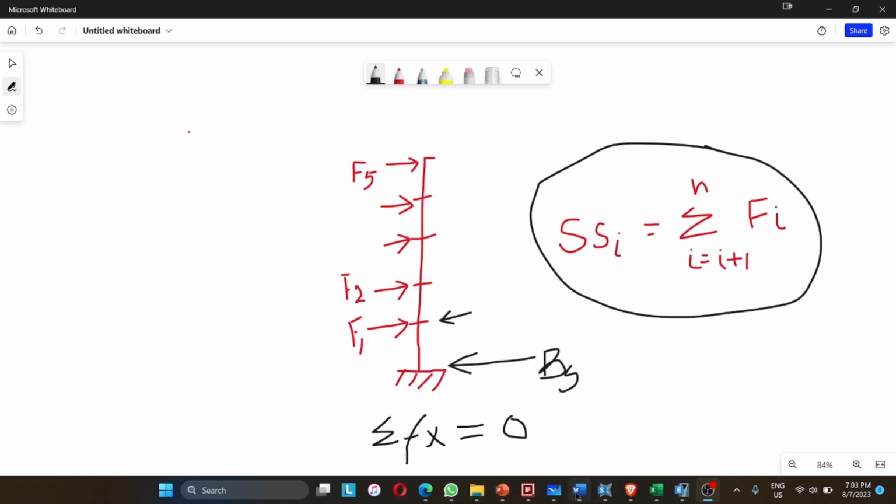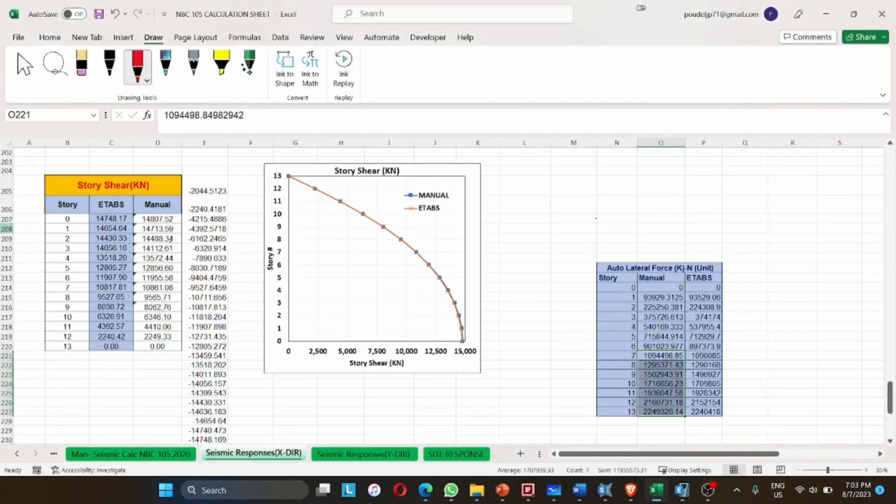So if we look into the Excel sheet of evaluation, these are the story shears calculated with the procedure just explained, and these are the story shears obtained from ETABS. And if we plot the values for both manual and ETABS, the story shears nearly match and overlap with each other, and no two curves or profiles of the shear can be distinguished as seen in this curve. So similarly, the story shear for the structure can be calculated, and this is the comparison of story shear for the manual calculation and ETABS.